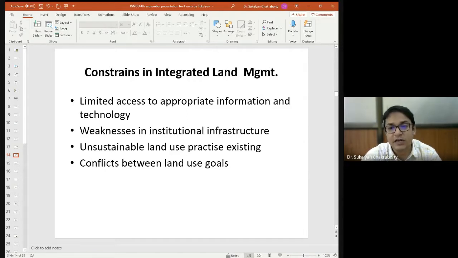Weakness in institutional infrastructure, unsustainable land use practice, existing conflicts between land use goals. Conflicts between land use goals is another factor which often becomes a problem for land reclamation. Like, the local people want something, while other stakeholders who might be coming for the development project have a different demand. So there is always a conflict between the land use goals which are to be achieved.